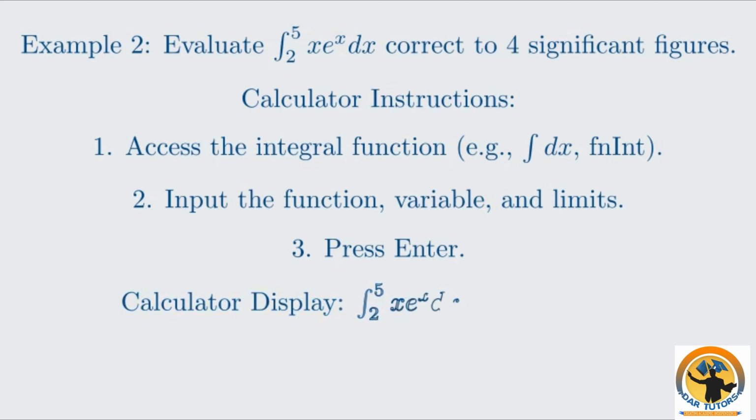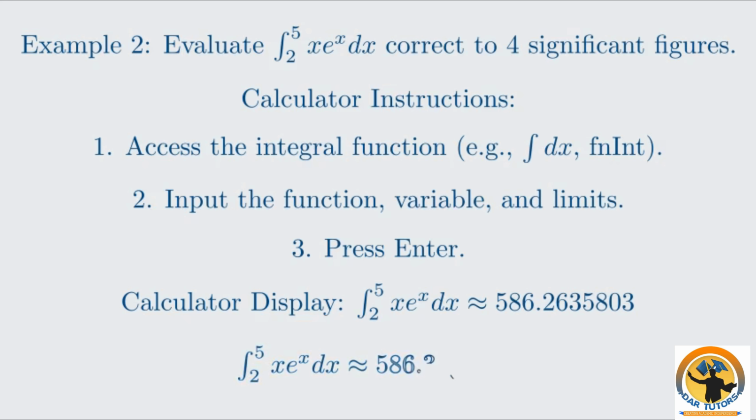In this case, it's approximately 586.2635803. The problem asks for the answer correct to 4 significant figures. Rounding our result to 4 significant figures, we get 586.3. It's crucial to pay attention to the required precision in IB exams.